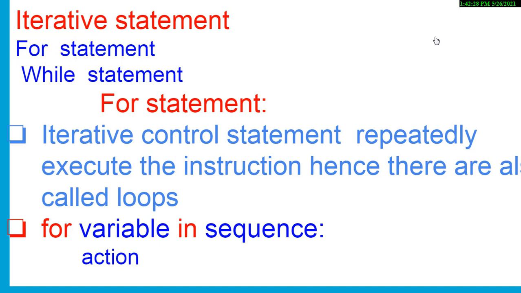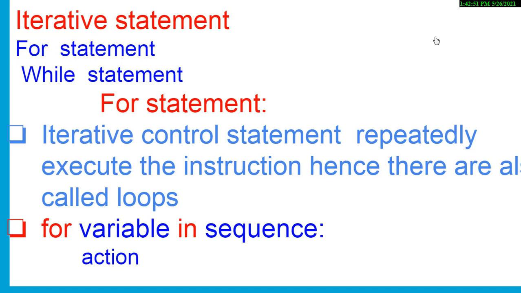Hello everyone. Coming to the next one, iterative statement. In the last class we have seen if, else and elif. Now the next part of control statements is the iterative statement. In iterative statement we have two things: one is the for statement, another is the while statement.